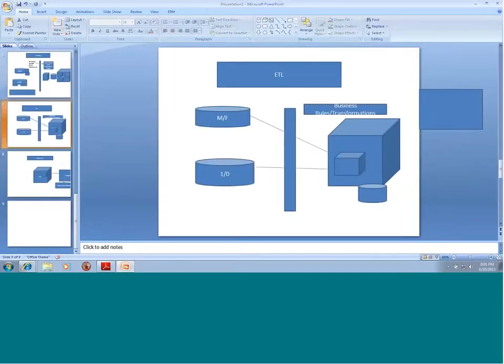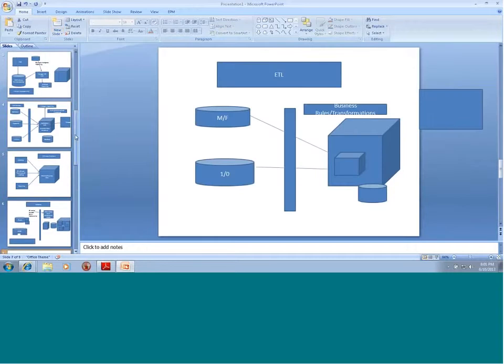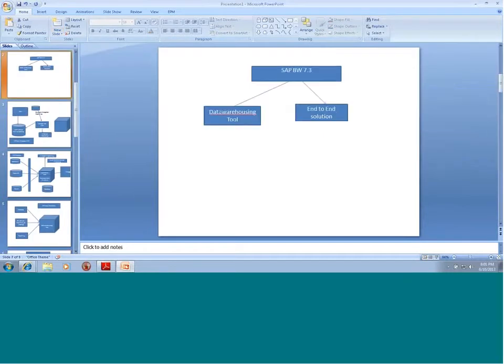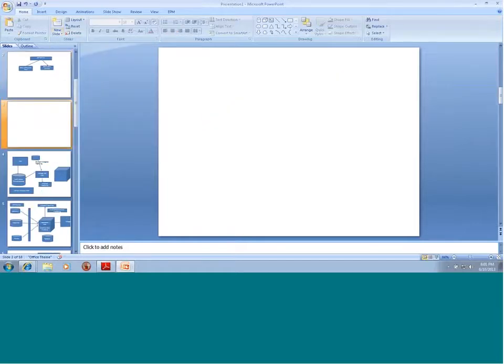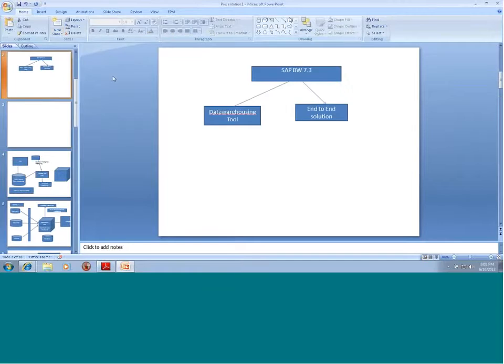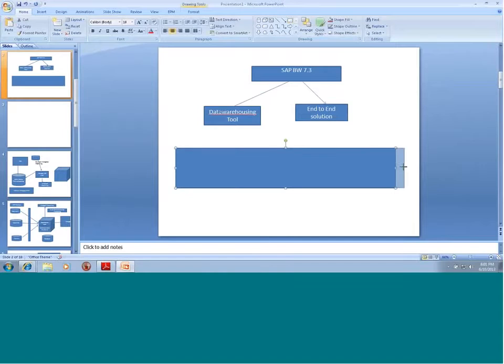Now quickly, if I go back to my first slide, I said these are the two things that comprise an SAP BW system. We have quickly talked about what a data warehousing tool is. Now let's quickly talk about an end-to-end solution. The reason SAP BW is referred to as an end-to-end solution is that there are a lot of tools in the market which provide one or two of the primary functions required for a data warehousing tool.